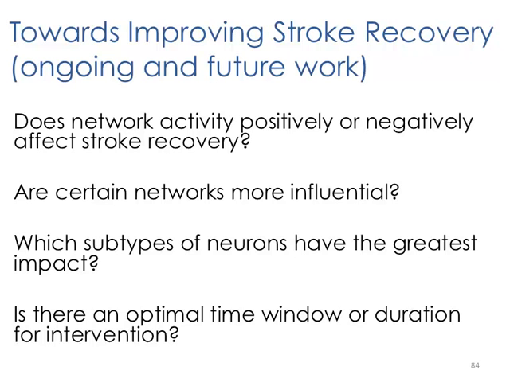And so this is the final slide, and we're trying to improve our ability to manipulate stroke recovery. And so we want to know, does network activity positively or negatively affect stroke recovery? Which networks are more influential? Are there different subtypes of neurons that affect recovery in a good or bad way? And then is there an optimal time window or duration for this intervention that we want to do following stroke?